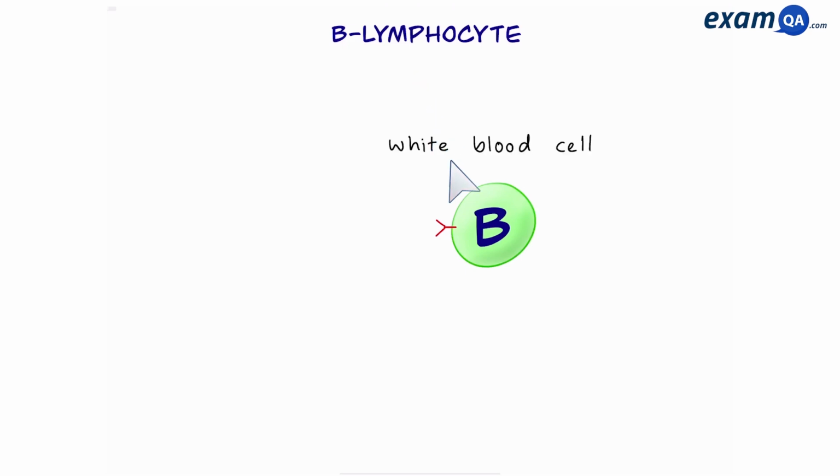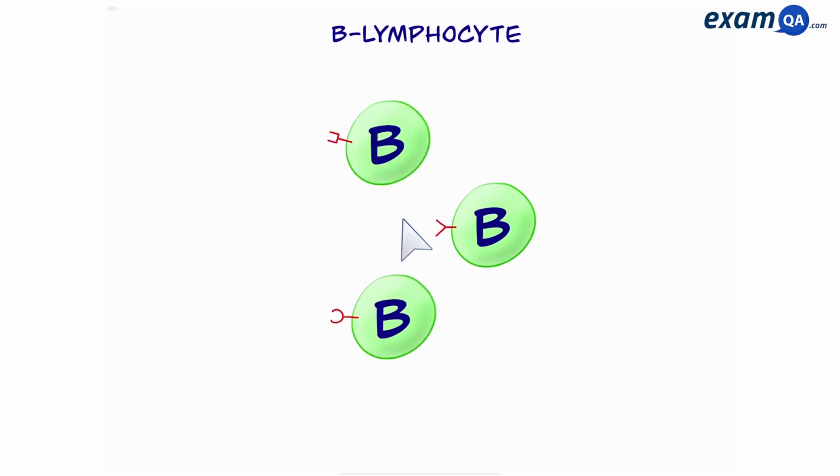Okay, so a B lymphocyte is a type of white blood cell. However, on its surface, we have a special protein called an antibody. Now, in the body, we have millions of different B lymphocytes, and what makes them unique is that they all have different shaped antibodies on their surface. These are called B lymphocyte clones.